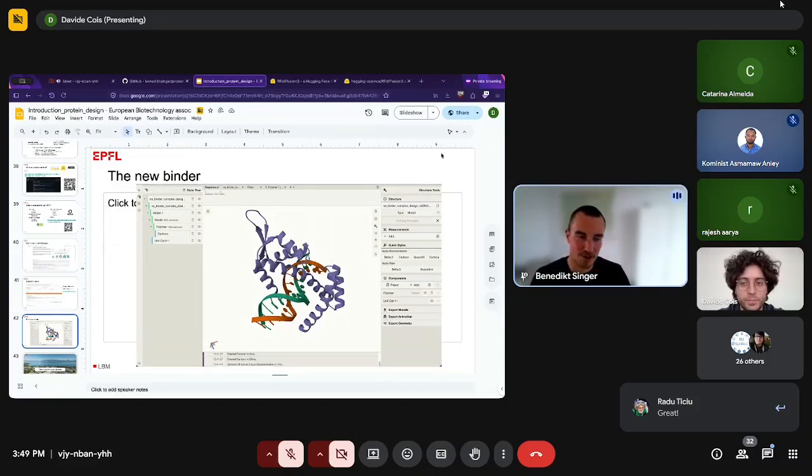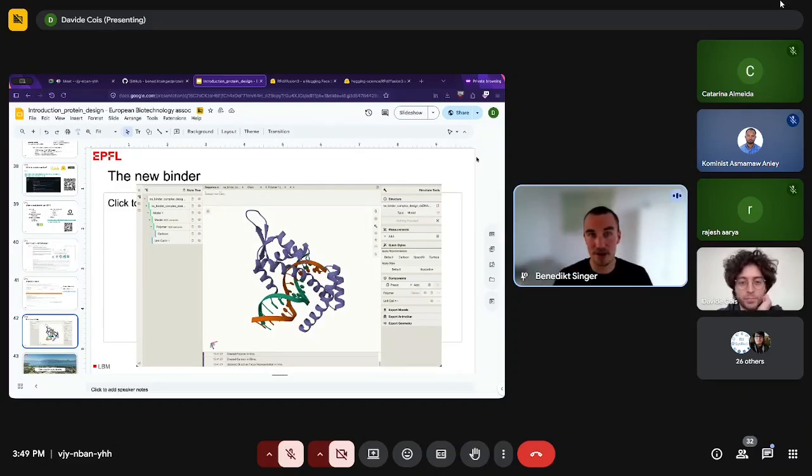So if you want to play around with it and just get an idea of how the tool and the documentation work, it's really good. If you want to design a protein and you have never done this, it's the best way to start. So for this, it's really good.